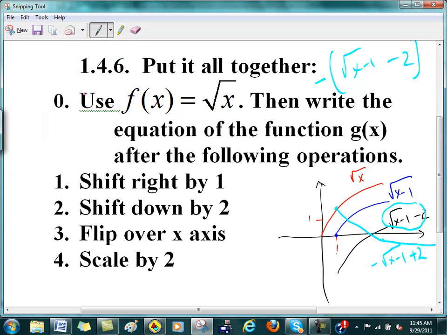Scale by 2, what's going to happen? So this point here, wherever this is, is going to be twice as big. So it's going to be there. Is everybody with me on that? This point will stay where it is because the y value is 0. This point is going to be twice what it is, so it's going to be here. So your graph is going to look like this.